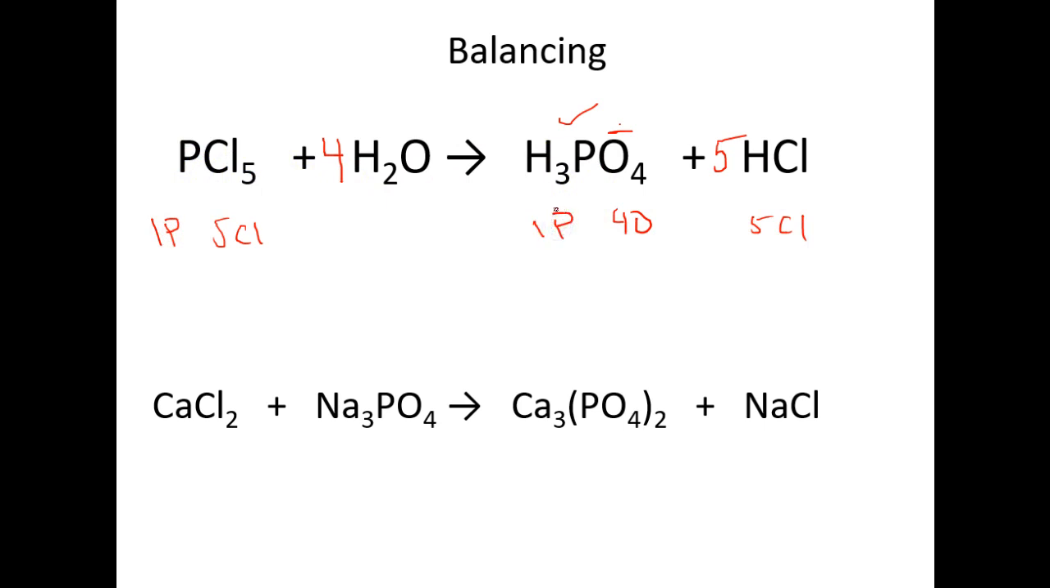Now let me look at my oxygens. This is the last one, my hydrogens. This is the last one I'm going to do. Notice I have 4 and 2 for 8 hydrogens, and I have 3 here and 5 here for 8 hydrogens, plus my 4 oxygens and 4 oxygens. So everything is completely balanced.